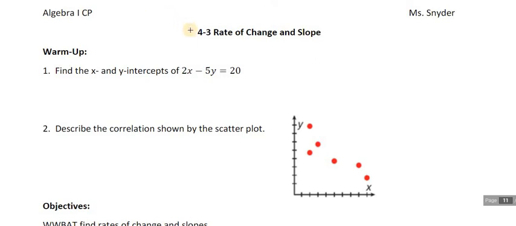In section 4.3, we're dealing with rate of change and slope. So our two warm-up problems, first one asks us to find the x and y intercepts of 2x minus 5y equals 20, using what we learned in yesterday's or our previous lesson. And number two asks us to describe the correlation shown by the scatter plot, using either positive correlation, negative correlation, or no correlation for your answer.